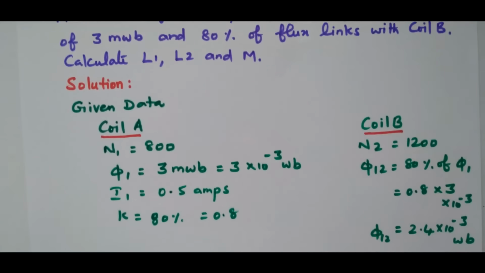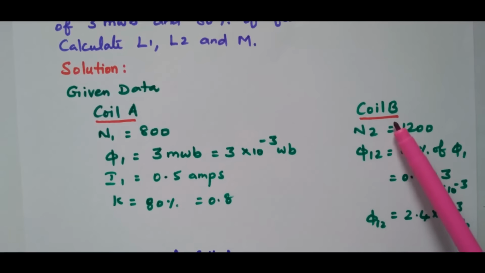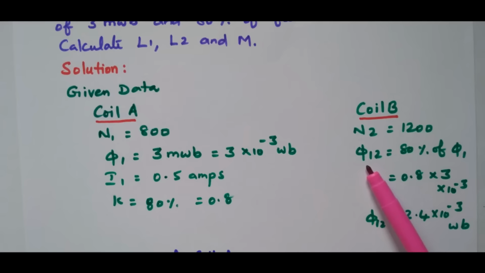Now we will refer to the given data. For coil A, the number of turns is available, the flux is available, 3 milliweber, which means 3 × 10⁻³ Weber. The current is also available, 0.5 ampere. The K equal to 80%, that means K equal to 0.8, that is, 80% of flux linked with the second coil. For coil B, the number of turns is 1200. The flux is φ12, which is 80% of φ1, so 0.8 × 3 × 10⁻³, which is 2.4 × 10⁻³ Weber.